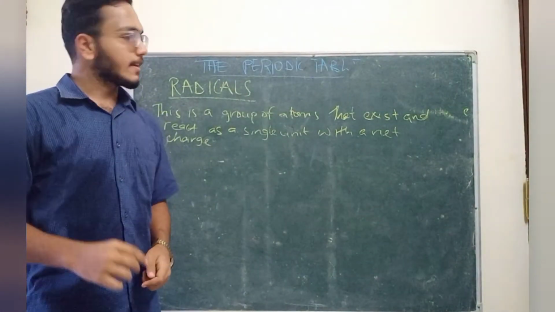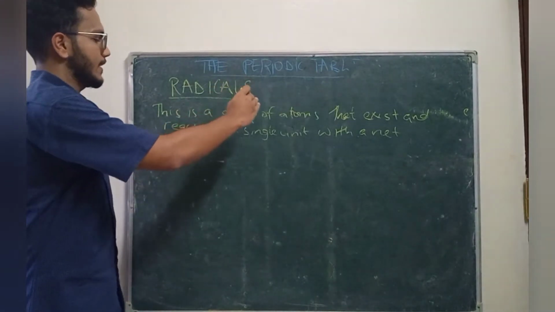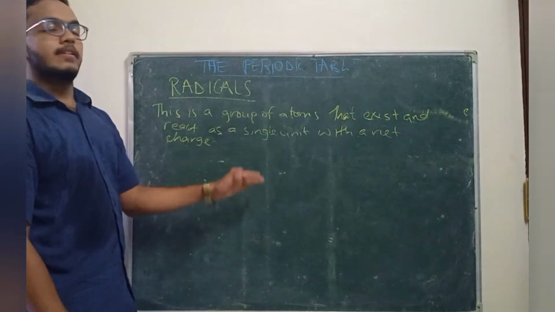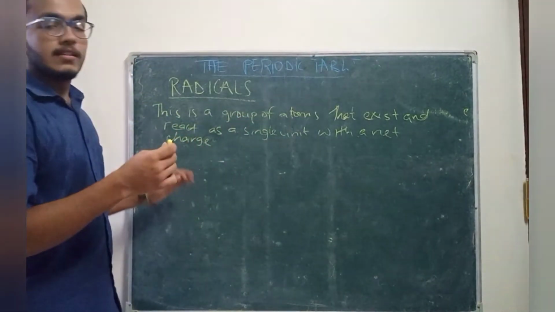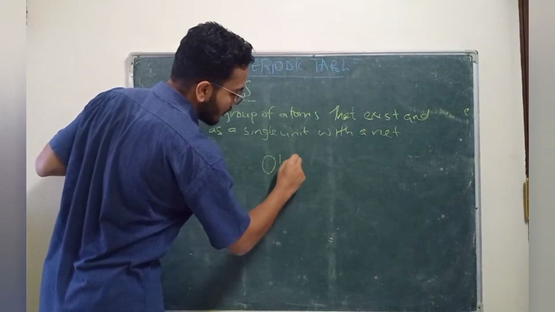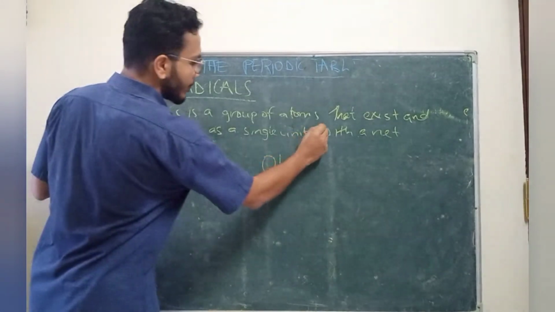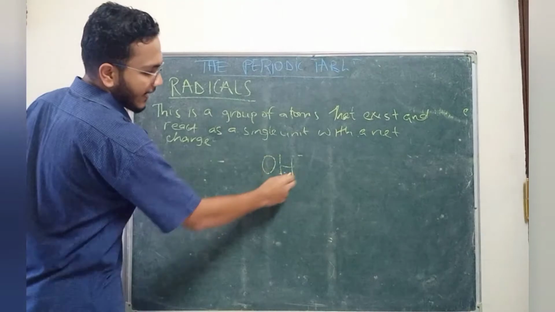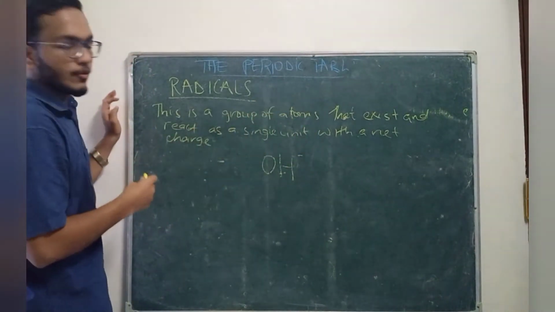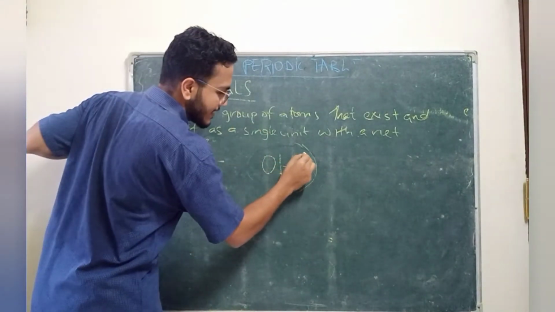Our next subtopic is radicals. What are radicals? A radical is a group of atoms that exist and react as a single unit with a net charge. What do I mean by this? Let me give you an example of a radical. The first example is hydroxide, which is written as OH negative. As you can see, O and H is a group of 2 atoms that exist and react as a single unit. This is a single unit with a net charge, and the net charge is negative.